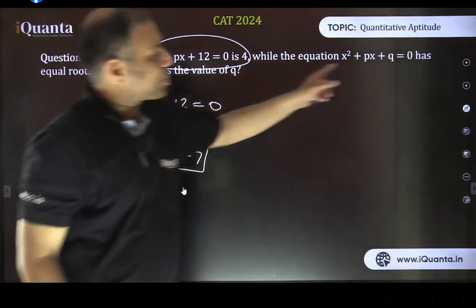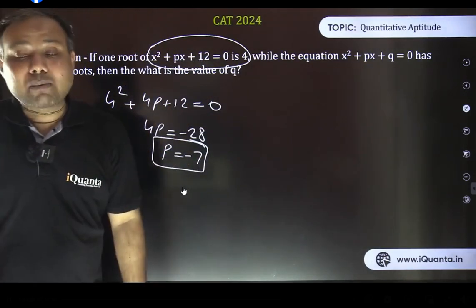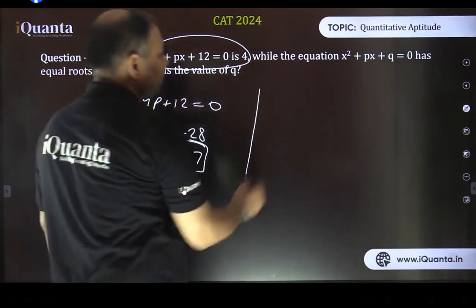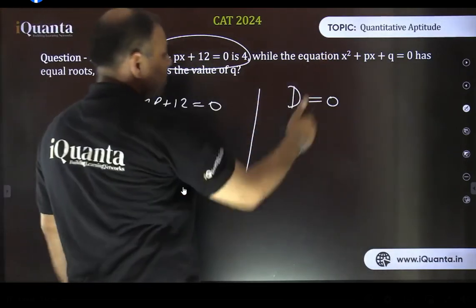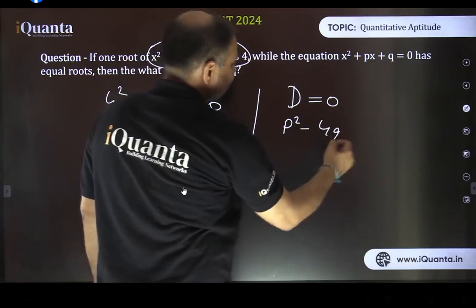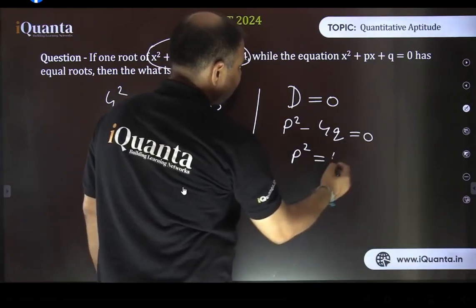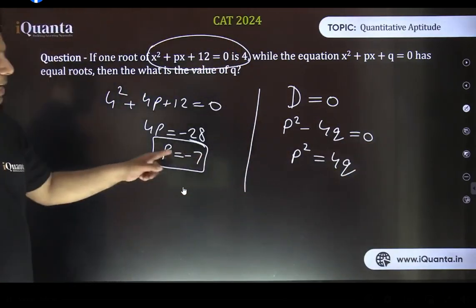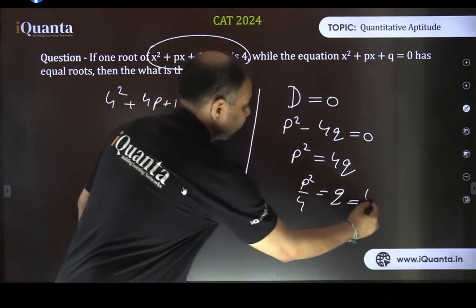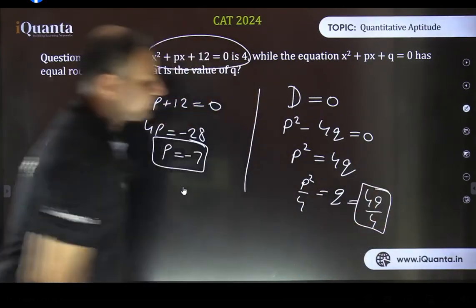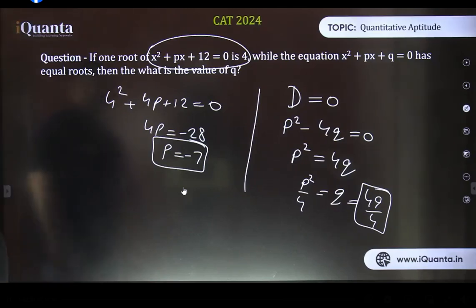Now it says the other equation has equal roots. When are we going to get equal roots? When the discriminant is equal to 0, right? Discriminant means b square minus 4ac, or p square minus 4q. This must be equal to 0, or basically p square must be equal to 4q. So p we already know is minus 7, and q we need to find out. So q is simply p square by 4, which is 49 by 4. Right, that was not a difficult question, it's easy. Okay, let's move further.